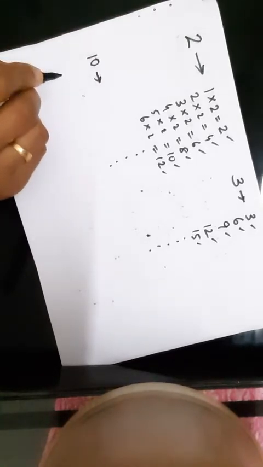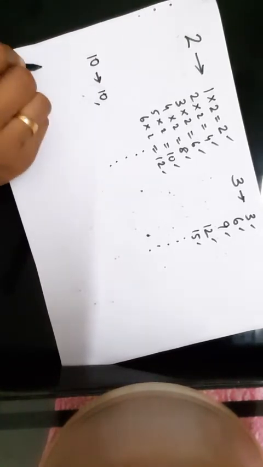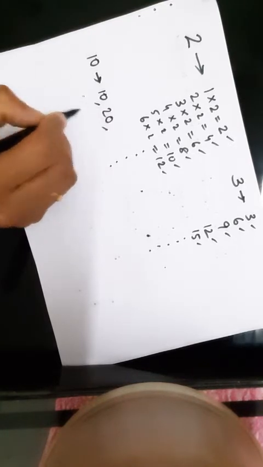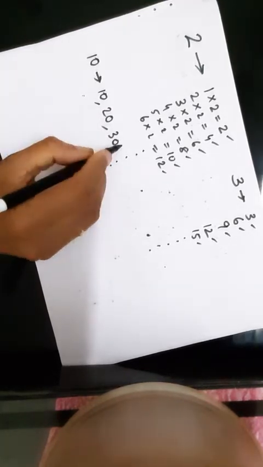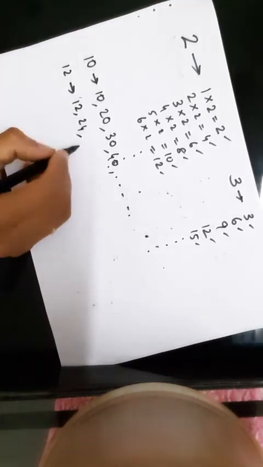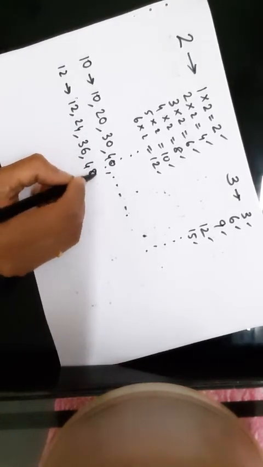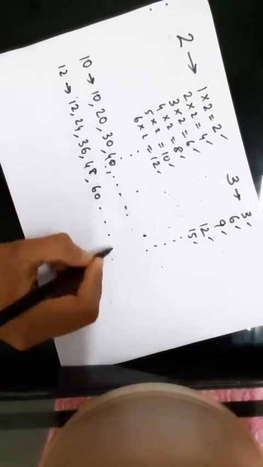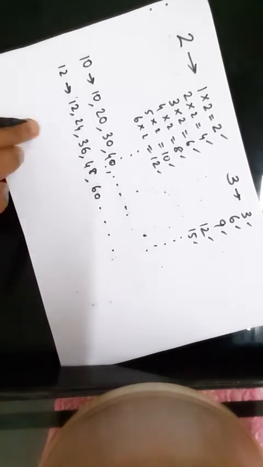Let us see multiples of 10. What are the multiples of 10? Very easy, no? 10. 2 tens are 20. 3 tens are 30. 4 tens are 40. Like this. Multiples of 12: 12, 2 12s are 24, 36, 48, 60 and so on. So these are the multiples of a number. Clear?